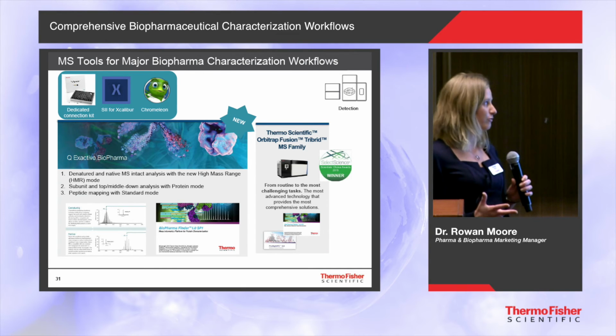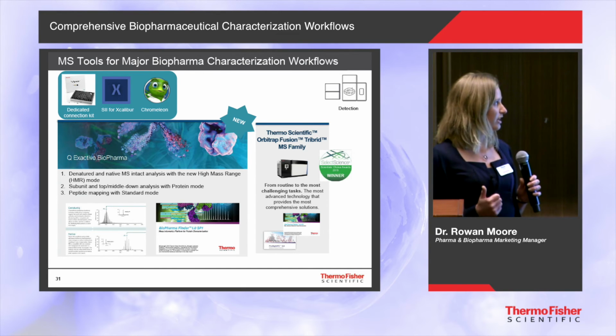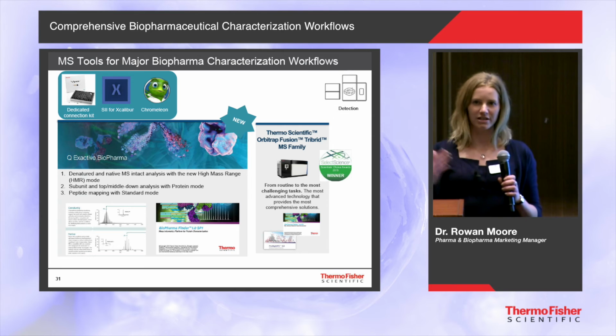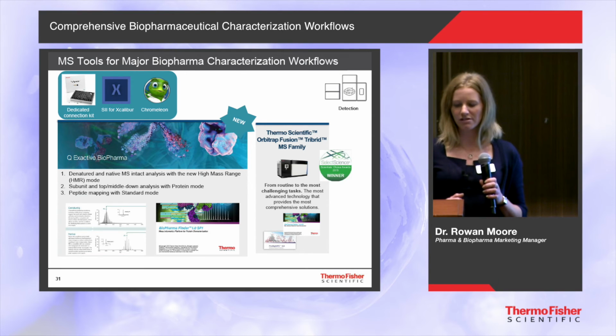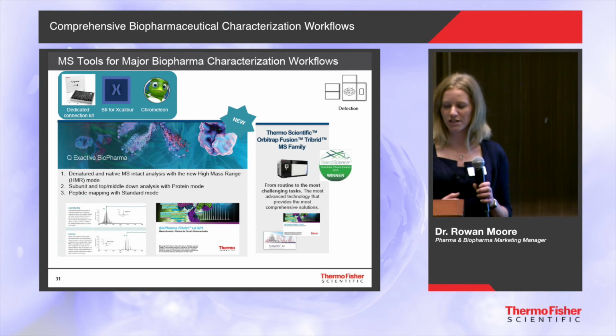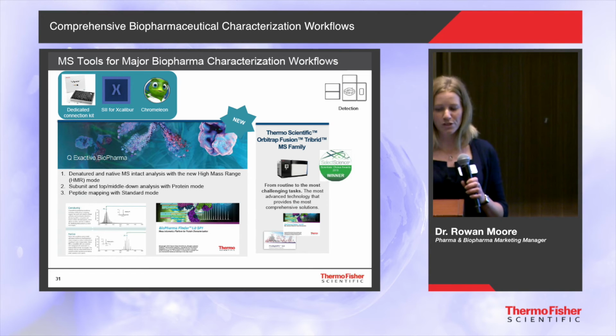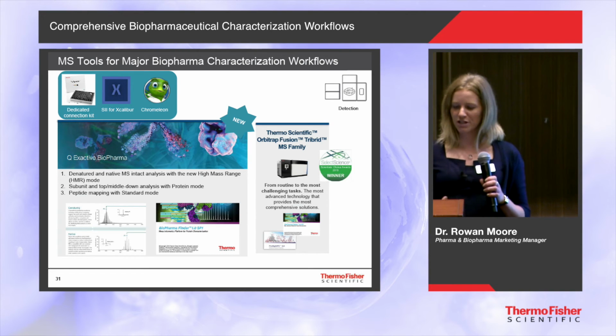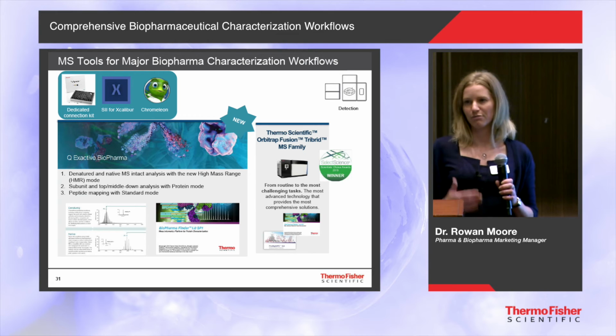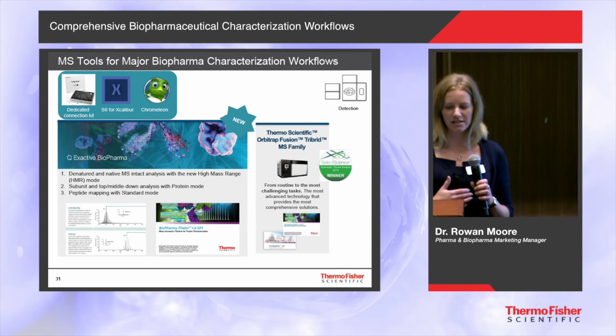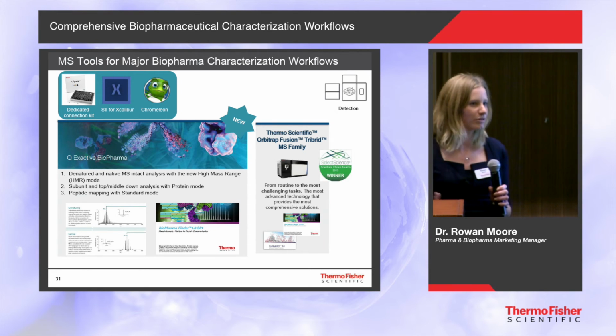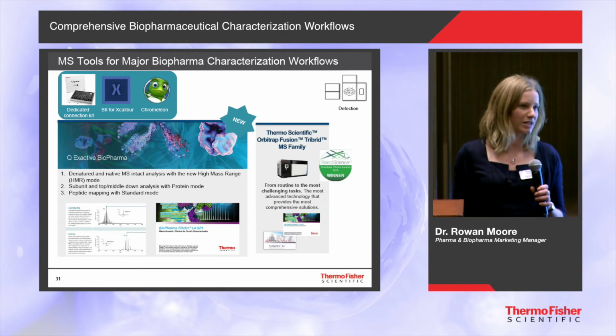So within this you have 3 different modes. You have this high mass range mode, so you can acquire data up to 8,000 Daltons, and this is great for native protein analysis. We have a protein mode with optimized pressure regimes to allow you to look at subunits and perform top and middle down analyses. And then finally you can operate the Q Exactive in its standard mode for peptide mapping.